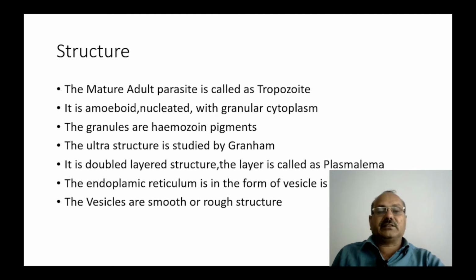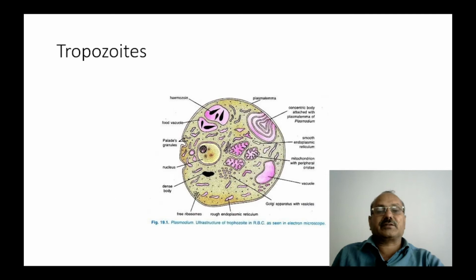When you observe the structure of the adult, which is called the trophozoite, it is a mature stage. It is amoeboid, nucleated, with granular cytoplasm. The granules are hemozoin pigments. The ultrastructure was studied by Garnham. It is a double-layered structure, and the layer is called the plasmalemma. The endoplasmic reticulum is found in the form of vesicles. The vesicles are smooth or rough.